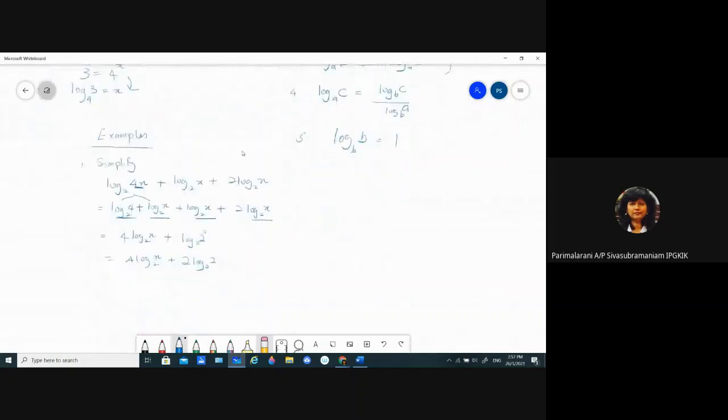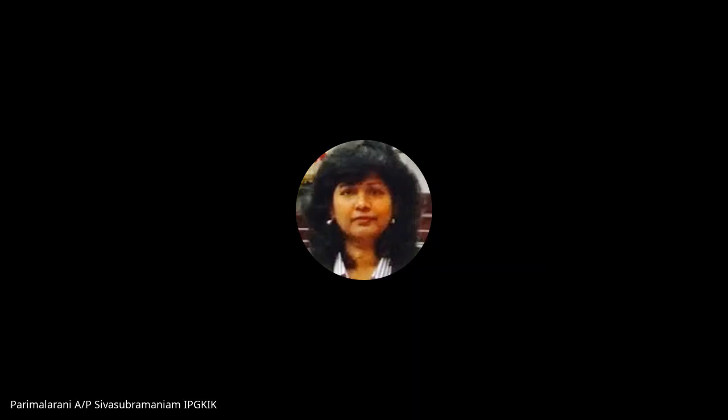So here it becomes 2 times 1, plus 4 log x base 2.